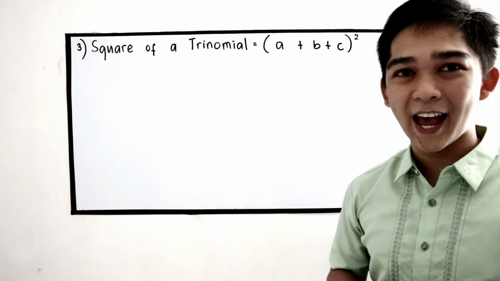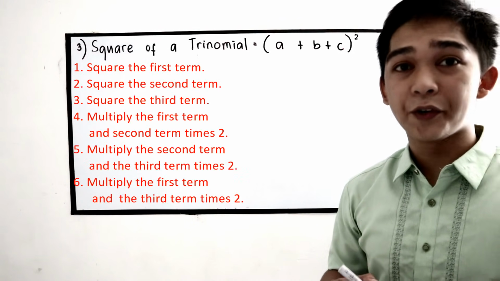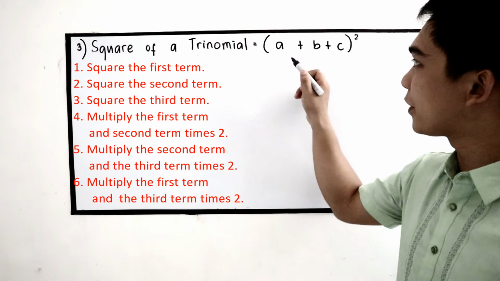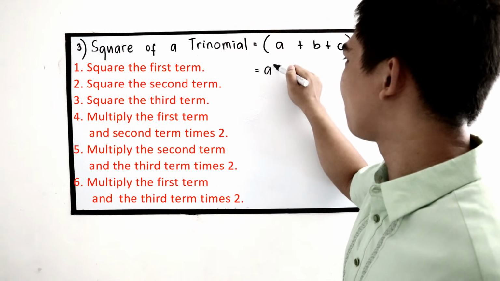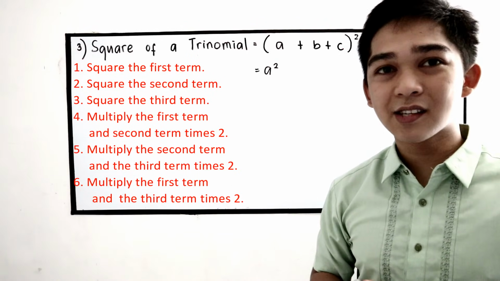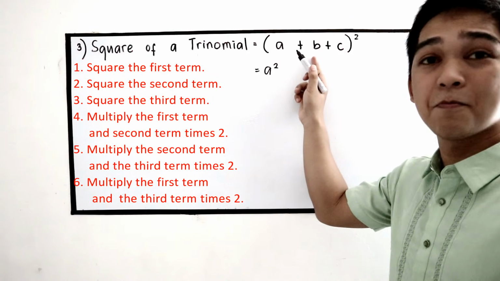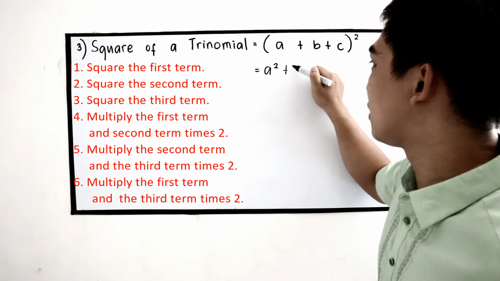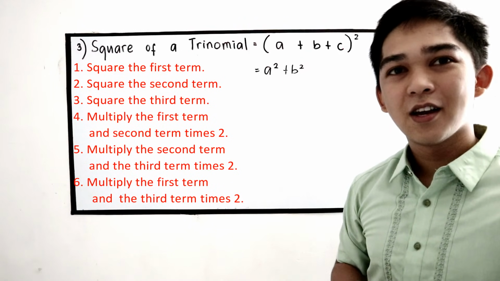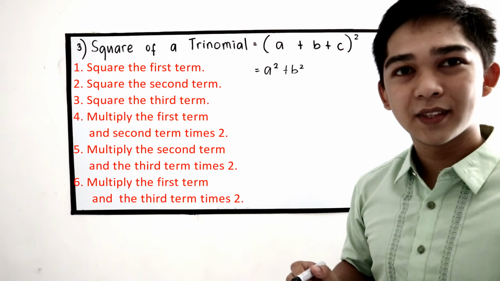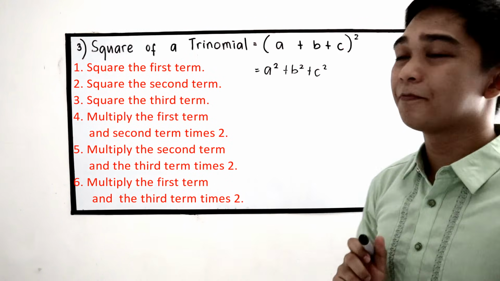Now let us use the shortcut. First step is to square the first term. The first term is A, so we need to square that. Next, square the second term. The second term is B, so we need to square B. Next, square the third term, C. So we need to square C.